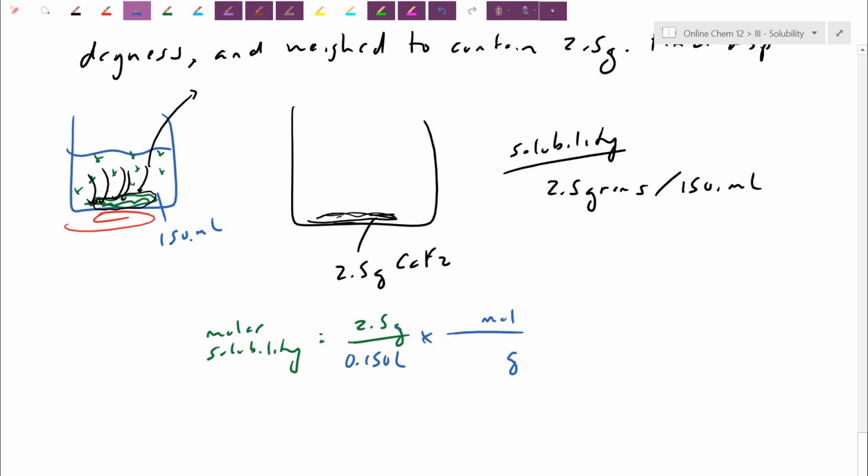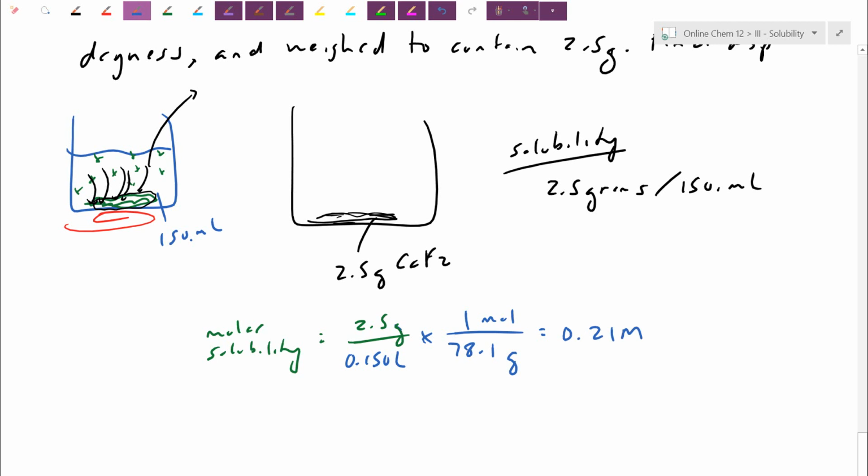Let's find the molar mass of calcium fluoride. 40.1 plus 2 times fluorine is 2 times 19. So 78.1 grams for a given mole. 2.5 divided by 0.15 divided by 78.1. This one gives me here the molar solubility as 0.21 molar.